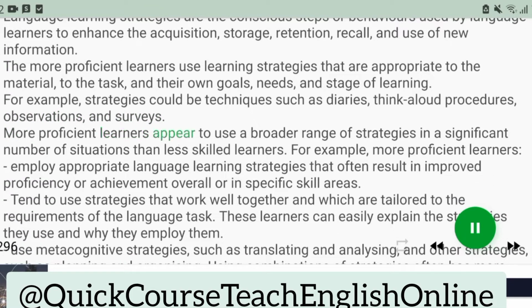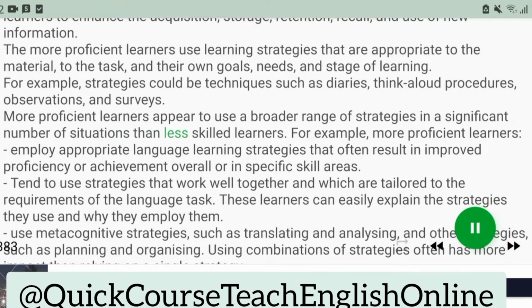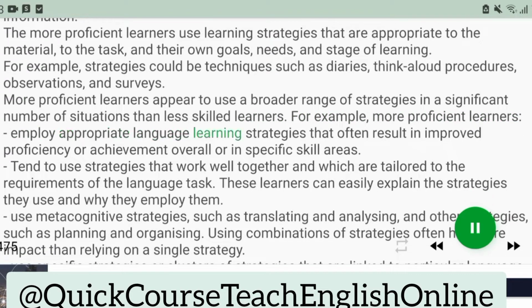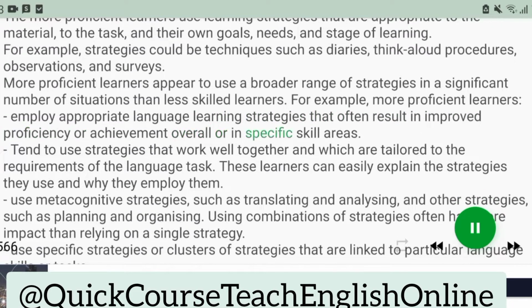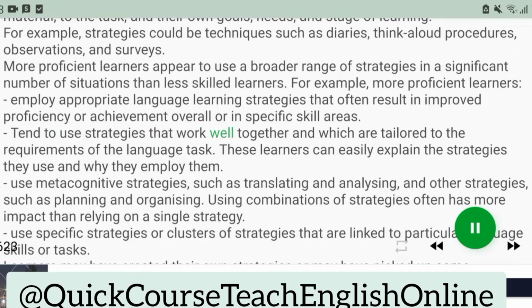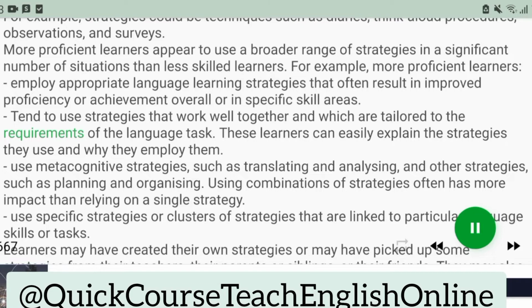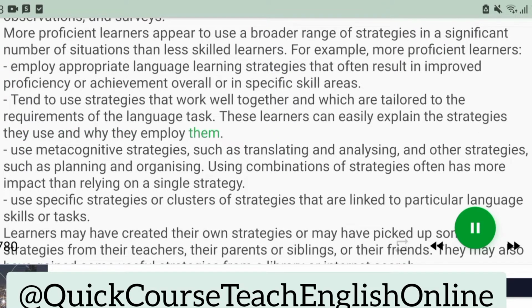More proficient learners appear to use a broader range of strategies in a significant number of situations than less skilled learners. For example, more proficient learners employ appropriate language learning strategies that often result in improved proficiency or achievement overall or in specific skill areas. Tend to use strategies that work well together and which are tailored to the requirements of the language task. These learners can easily explain the strategies they use and why they employ them.